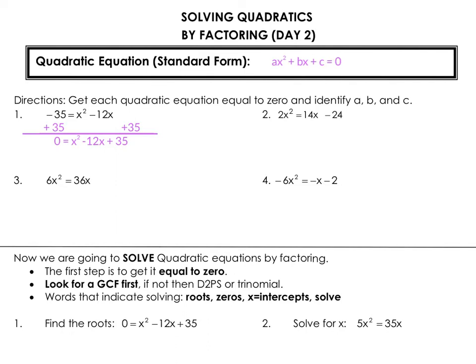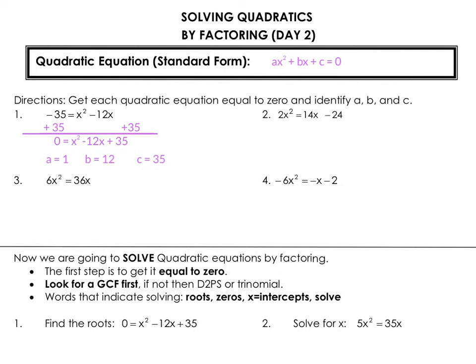So now it's in that standard form, and I can identify the a, b, and c value. Remember that a is the coefficient in front of the x squared. Since it's just x squared, that would be a 1. The b is with the x, that would be the negative 12, and the c is the constant by itself. It's the 35. So you'll continue for questions 2 through 4 doing that same thing, getting them into standard form so that it's 0 on one side.